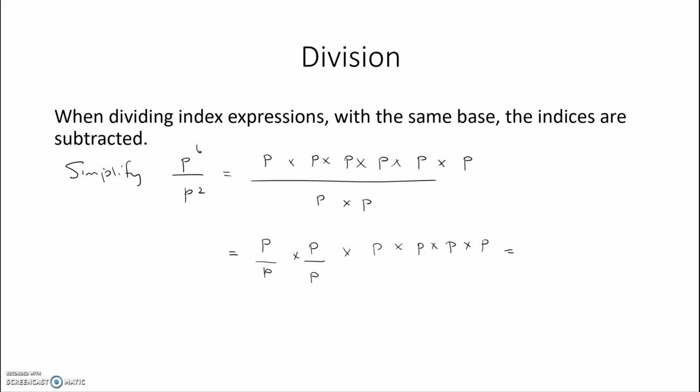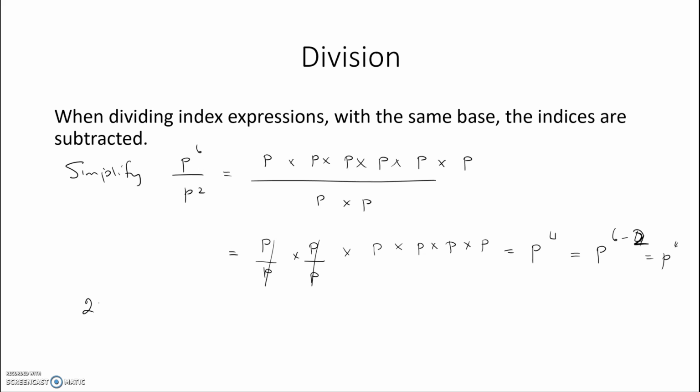And if we simplified that, p over p is 1, so that's 1, and we're left with p to the power of 4, which we could have got if we knew the rule by saying that's p to the power of 6 minus 2, which is p to the power of 4.